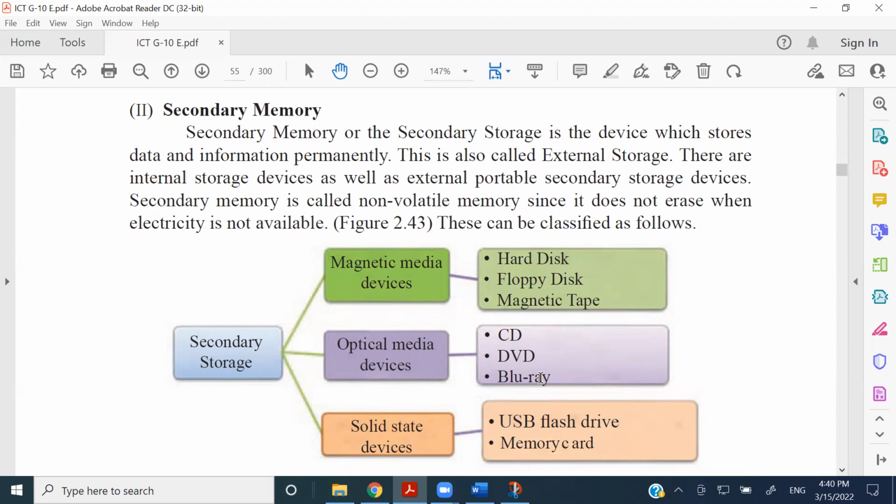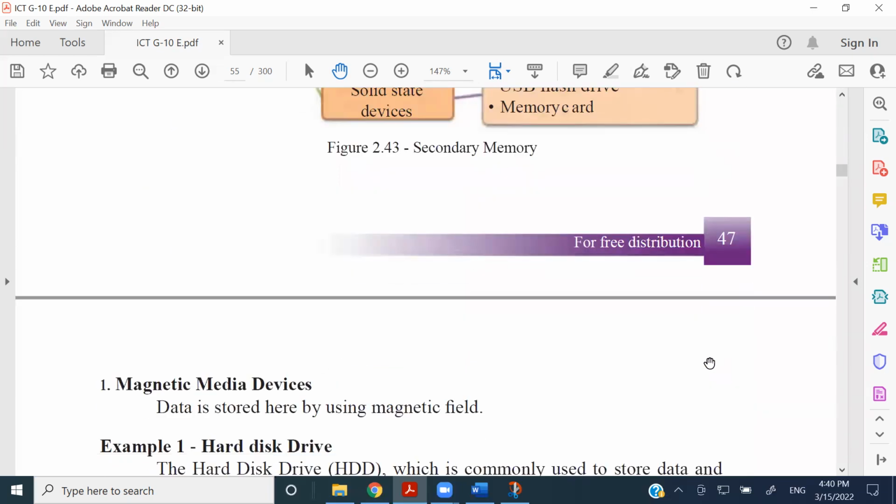And solid state devices were given that name because they don't have anything movable. They are just solid circuits, so they are called solid state devices.